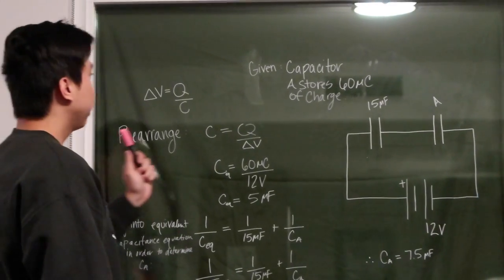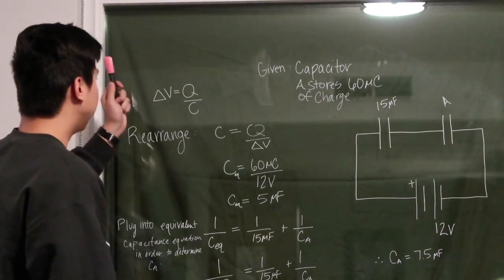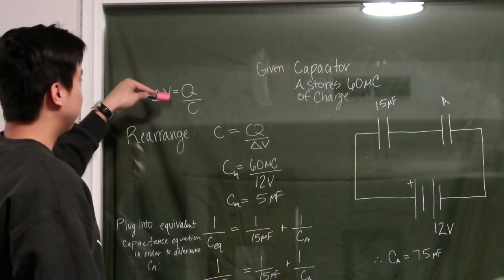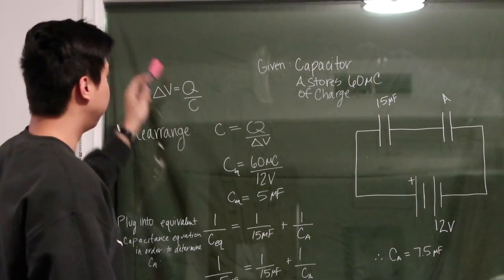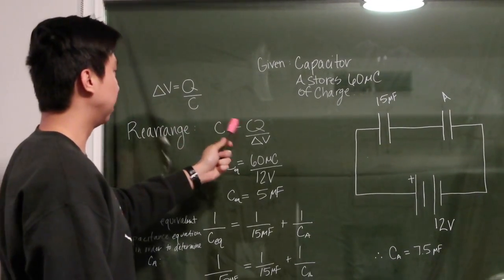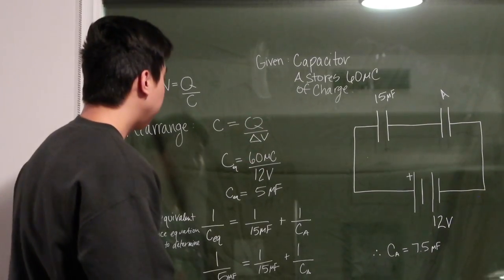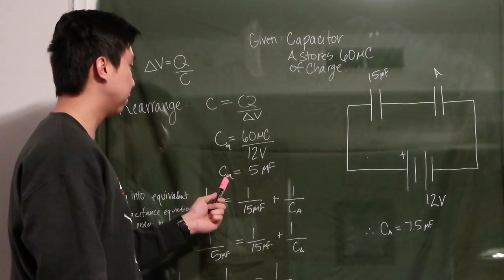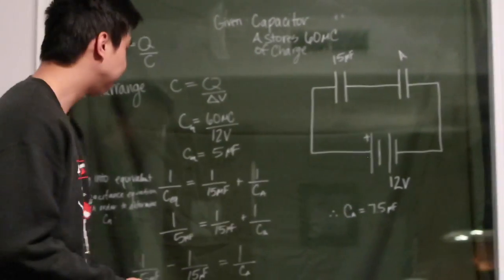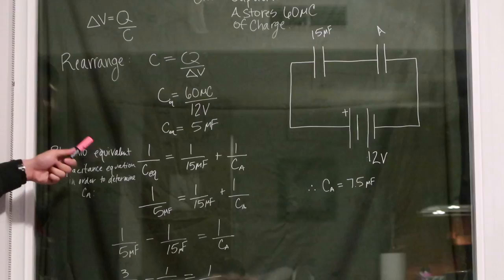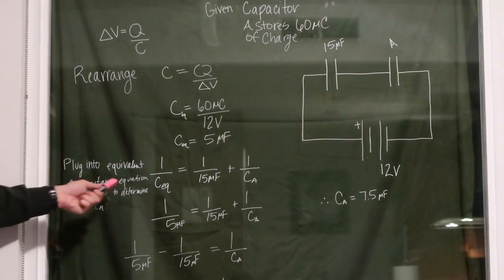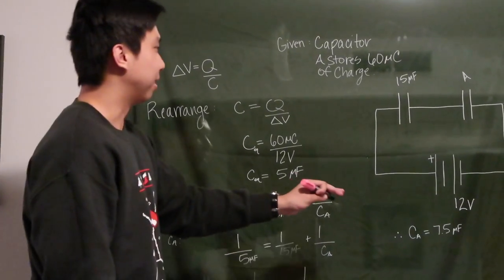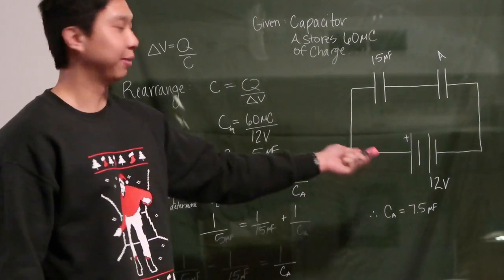So, to find the capacitance of A, we will use the equation delta V equals Q over C, and when we rearrange it, we get C equals Q over delta V. Plug in all what we know, and we get that the equivalent capacitance is 5 microfarads. And then once we plug it into the equivalent capacitance equation, we are able to determine the capacitance of A.